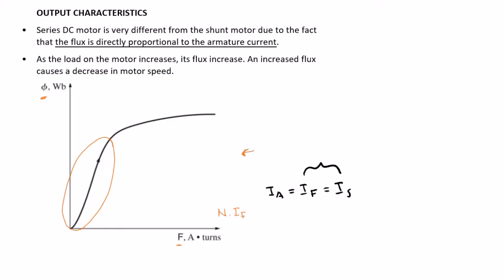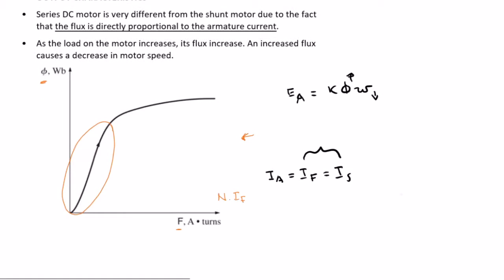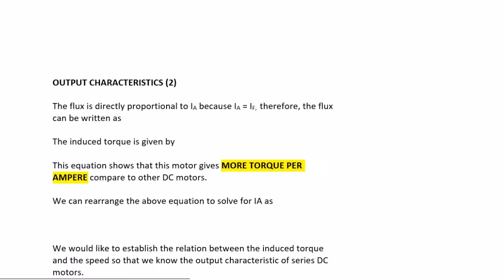And an increased flux will cause a decrease in motor speed, that we can see from the equation that Ea is equal to K flux omega. So assuming everything else is constant, when the flux is increased, the omega will be decreased. Now we would like to see what the output characteristics of this motor are like. What is the relation between the torque and the speed of this motor? So we are going to derive the output characteristics of this motor.